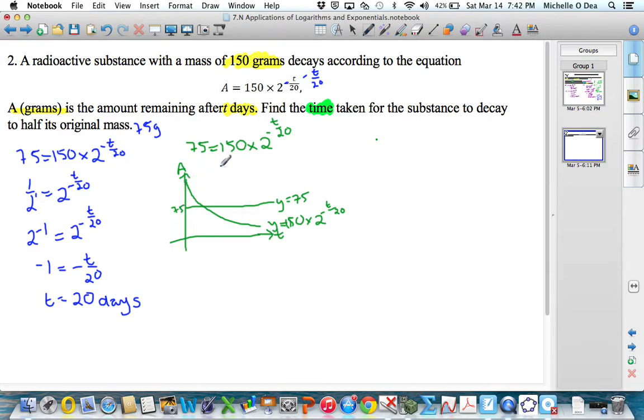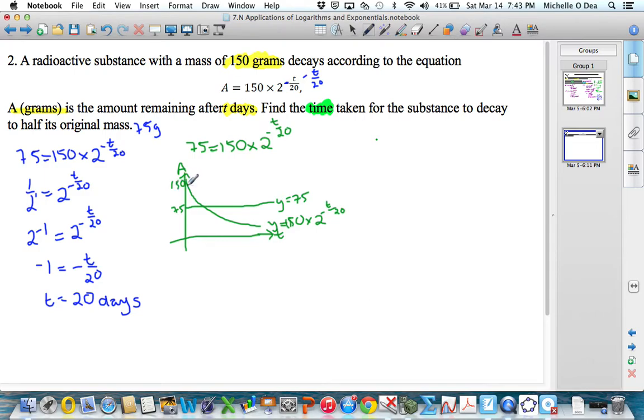Now I can quickly see what this y-intercept is. That's going to occur when t equals 0. If t is 0 here, you have 0 over 20, which is 0. 2 to the power of 0 is 1. So I have 150 times 1. So I know the y-intercept is 150.